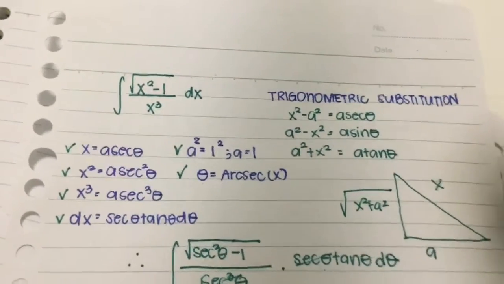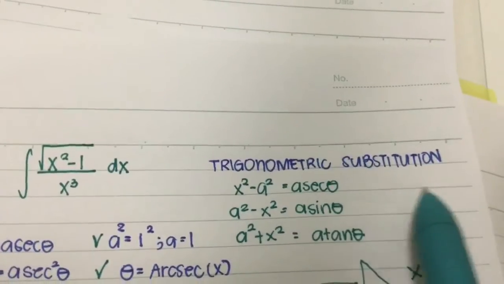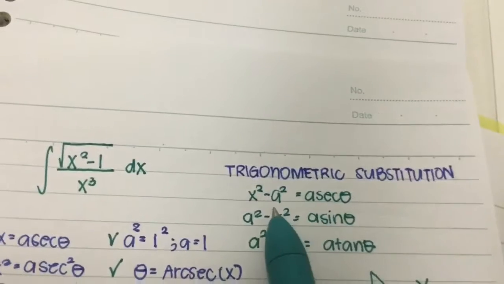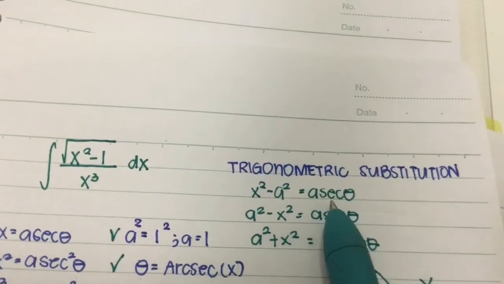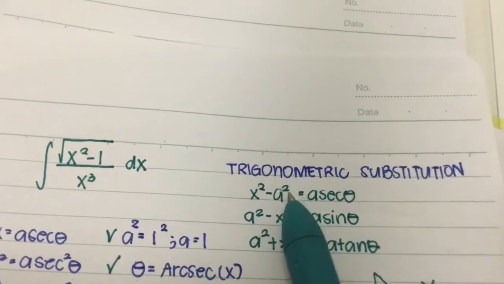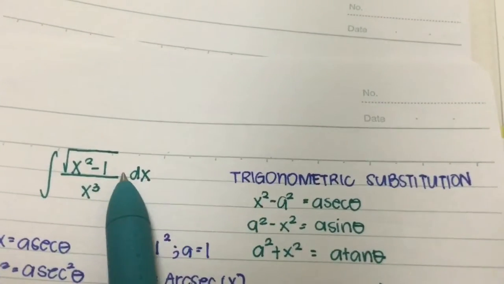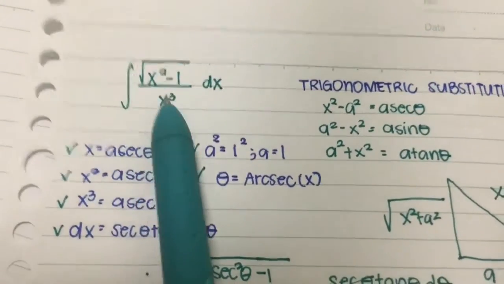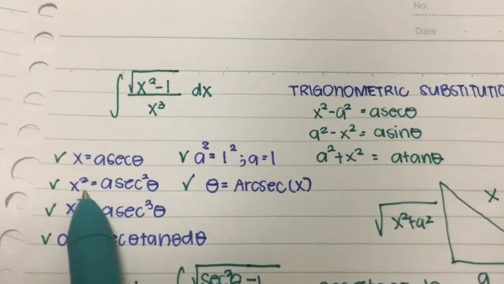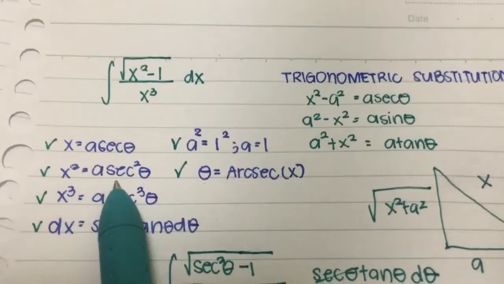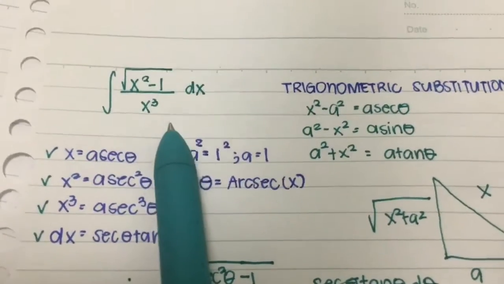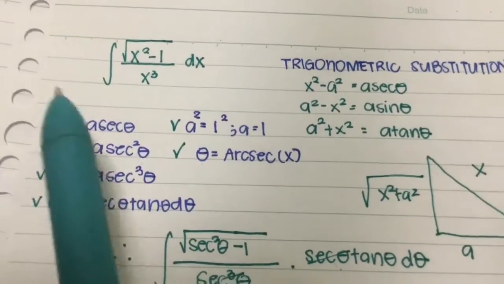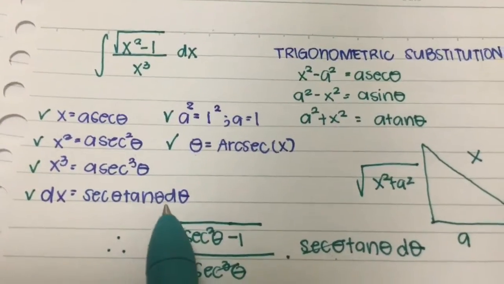So as you can see here, we're going to use our trigonometric substitution. Since we have x squared minus 1 here, it could be easily substituted with a sec theta, since x squared minus a squared is similar with x squared minus 1, 1 being our a. So here we have our x value. Since we have our x squared there, we're going to raise it by 2, leaving us with secant squared theta. And for the x cube value, we have secant cube theta. And to derive our x, we have secant theta tan theta d theta.